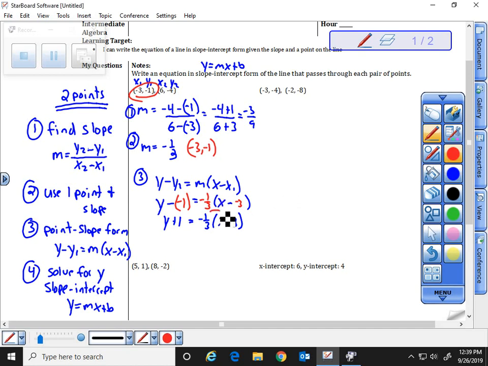Distribute the negative 1/3 throughout. And subtracting 1 from both sides. So this particular answer is y will equal negative 1/3 x minus 2.